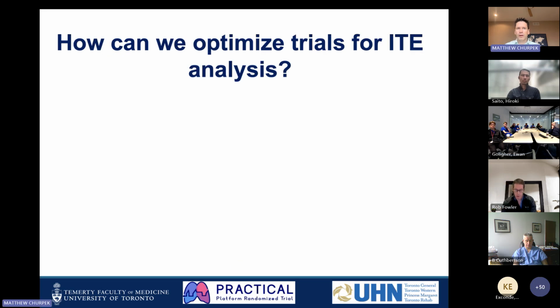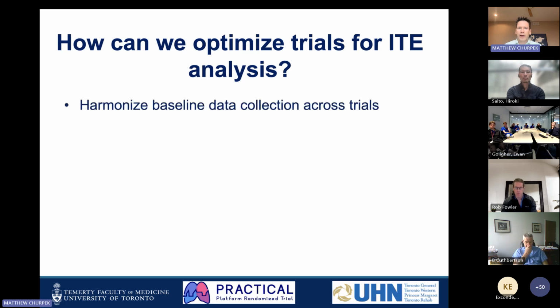And last, an important question is, how can we optimize future clinical trials for ITE analysis? I think one of the things that we found really challenging is identifying trials with the same intervention, where you could develop a model in one trial and validate it in another trial. Because, as I mentioned before, these models can overfit, and it's important to be able to evaluate the generalizability of these machine learning models before you would start thinking about implementing them in clinical practice.